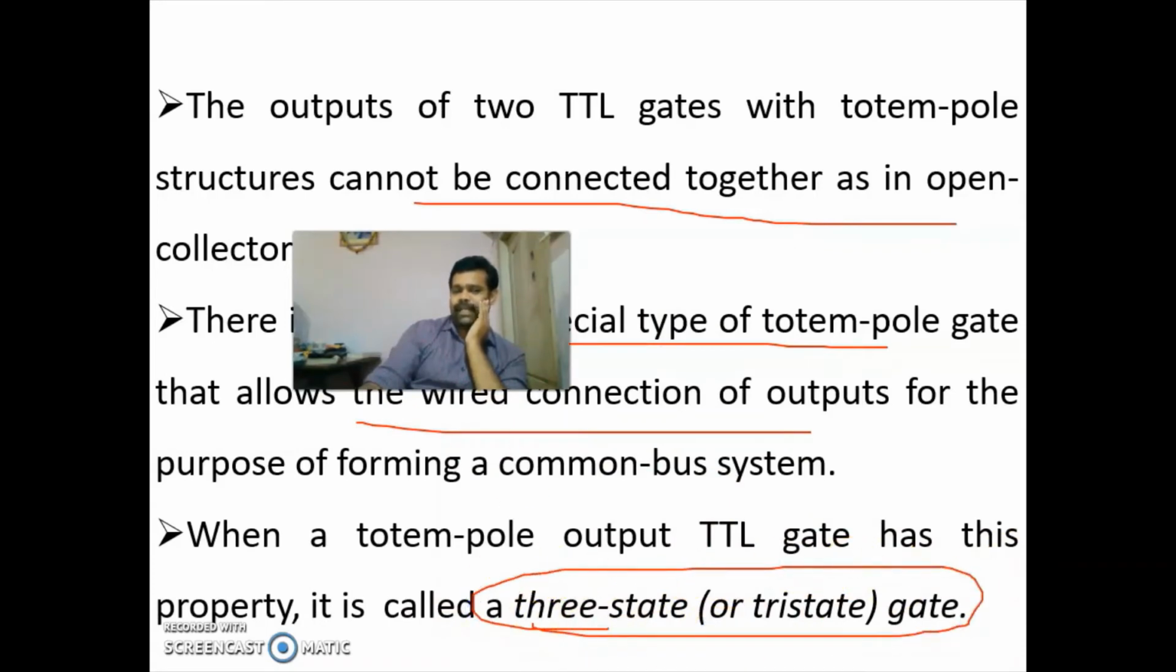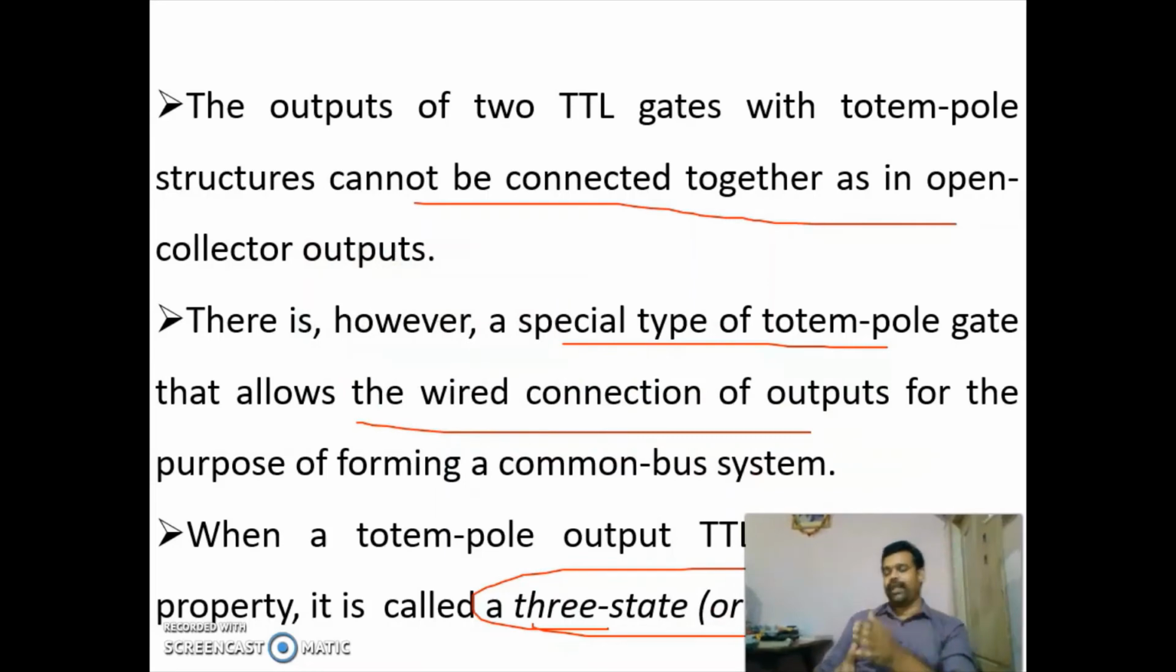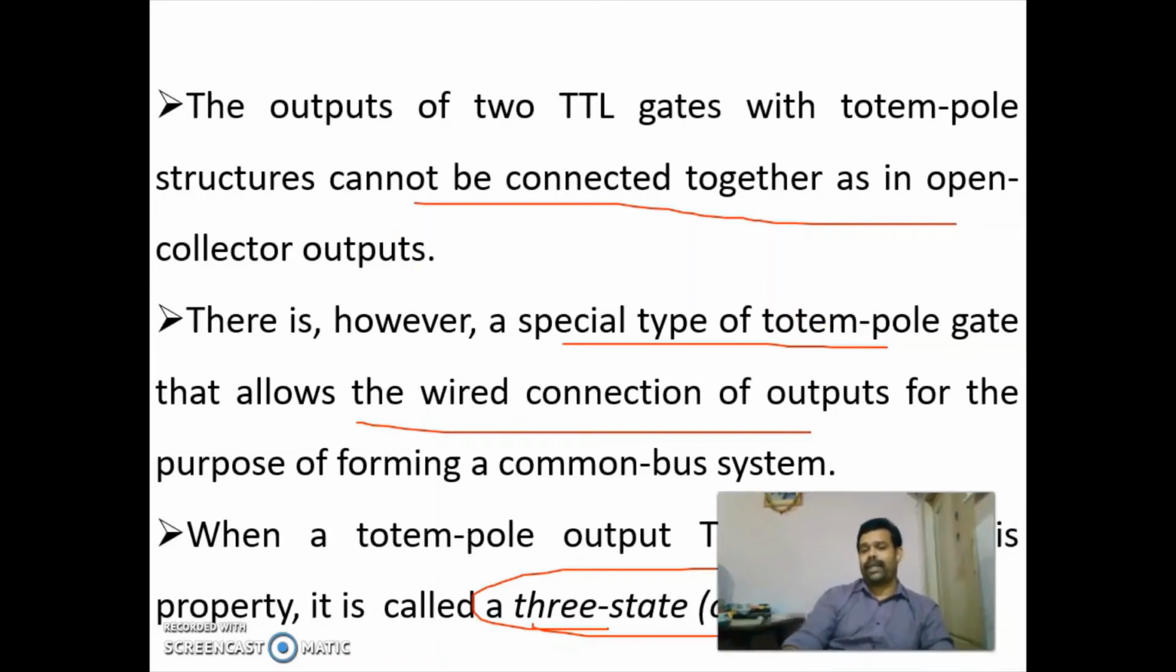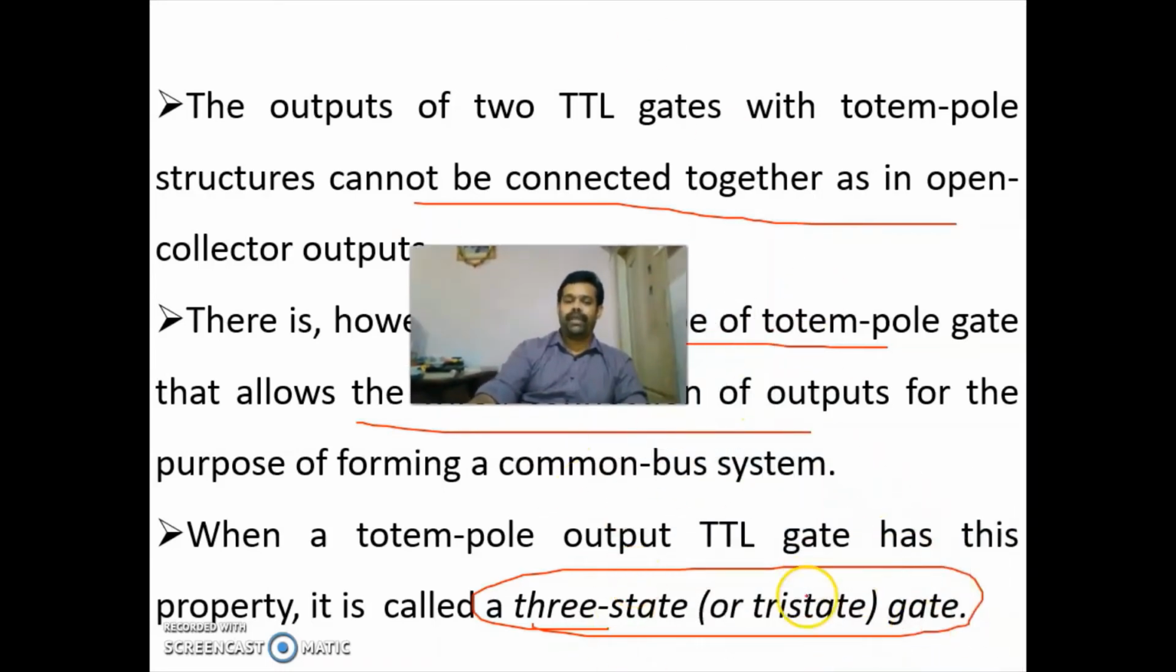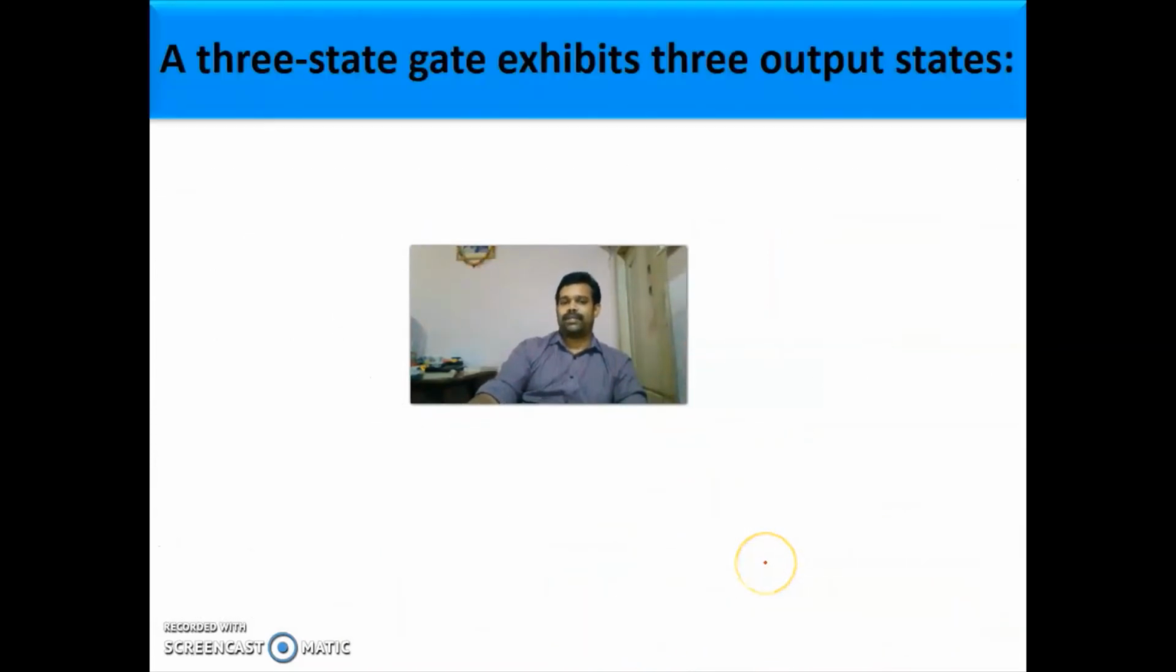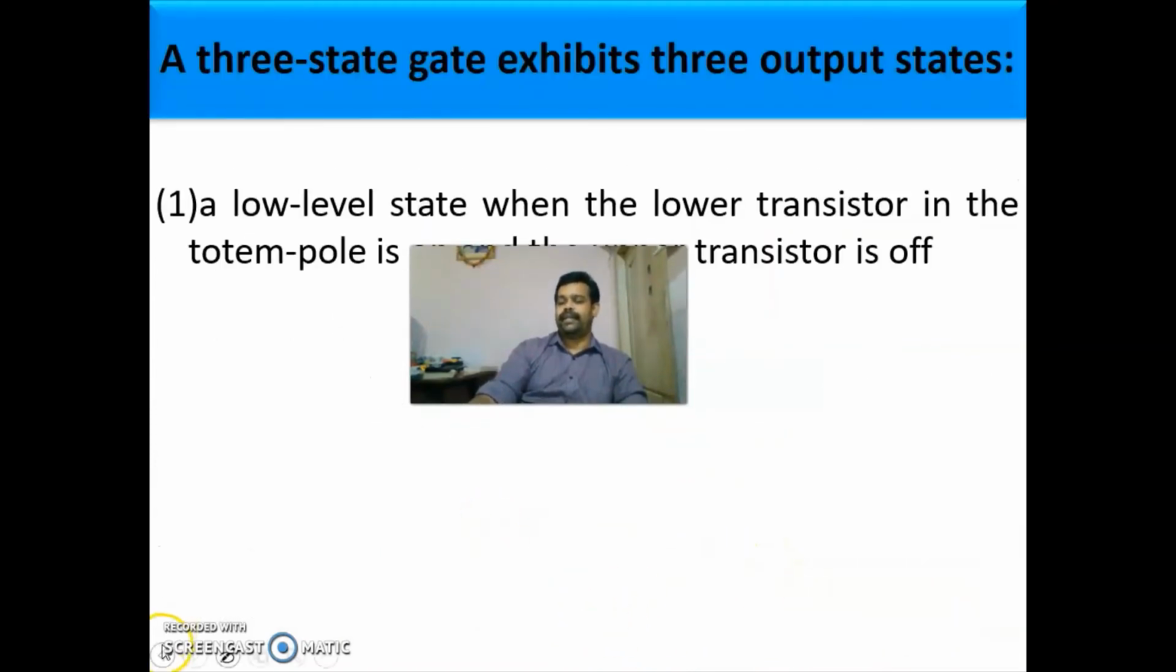Once again, in open collector you can connect the outputs of two gates together, but in totem pole you can't connect the outputs of two gates together. So in order to connect the two outputs together, we go for a configuration called tri-state gate or three-state gate. A tri-state gate exhibits three output states.